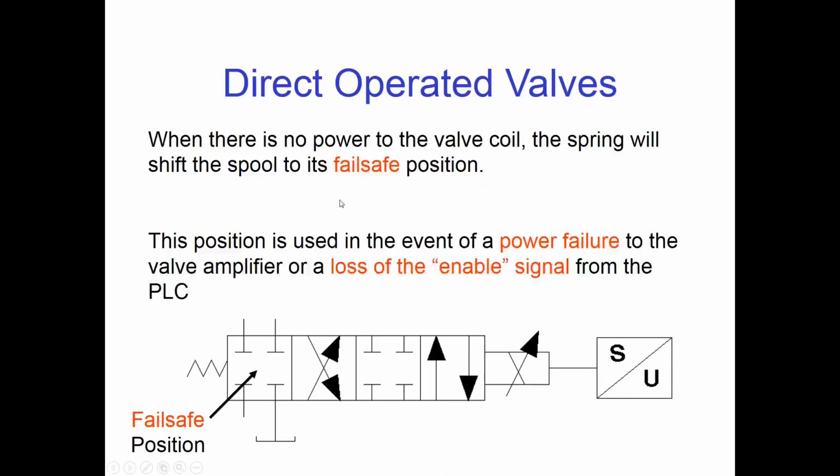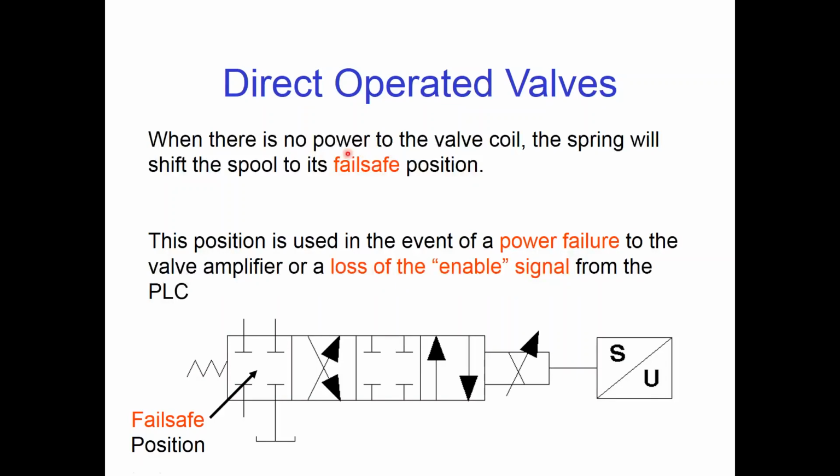Now, the direct operated valve is a 4-position valve. You see that we have 4 squares right here in the schematic symbol, and these all represent positions that the valve can be shifted. This position here is called the fail-safe position. That's the position that will be shifted to by the spring if we have no signal at all.